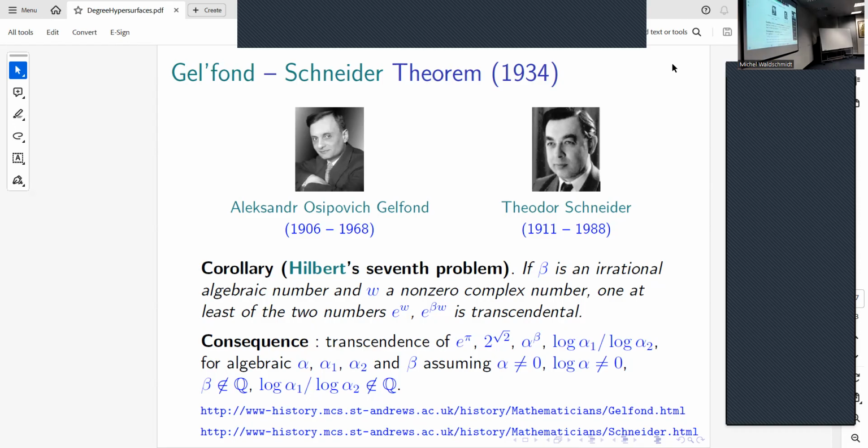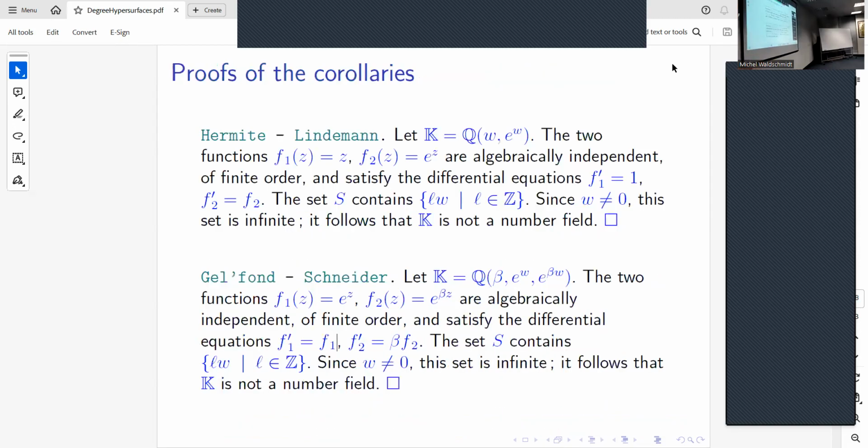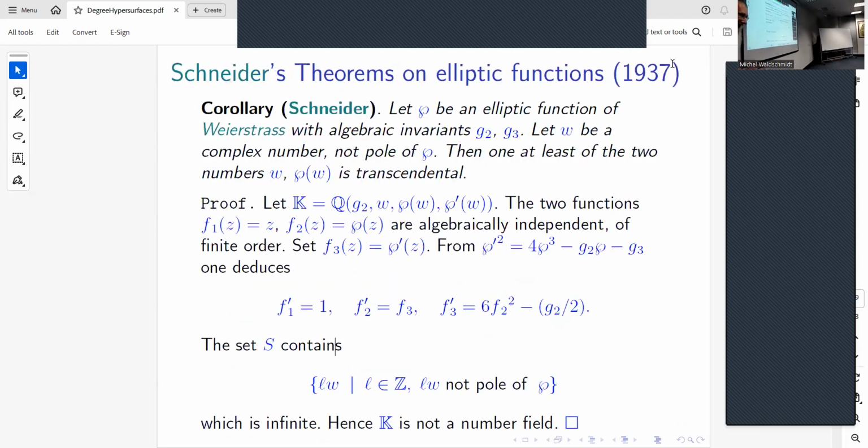So these are two examples of applications of the Schneider-Lang criterion to entire functions. But I took meromorphic functions because there are some more consequences. I will not give the proof of the corollaries because time is really difficult. But there are also some consequences for the Weierstrass elliptic functions, and it is an analog of the Hermite-Lindemann theorem for Weierstrass functions. One of the numbers w and the Weierstrass function of w is transcendental. And for that, we have to look at the differential equations that it satisfies.